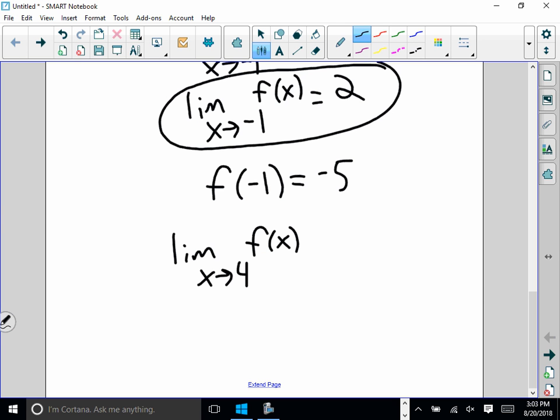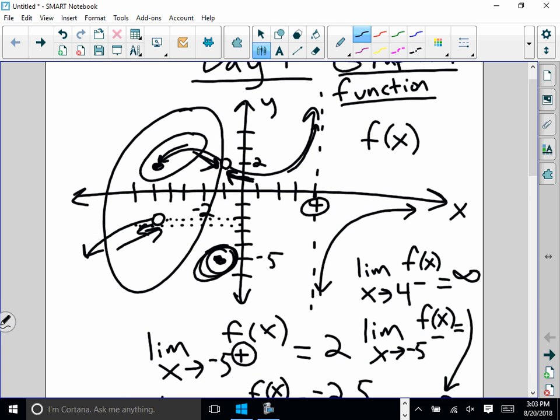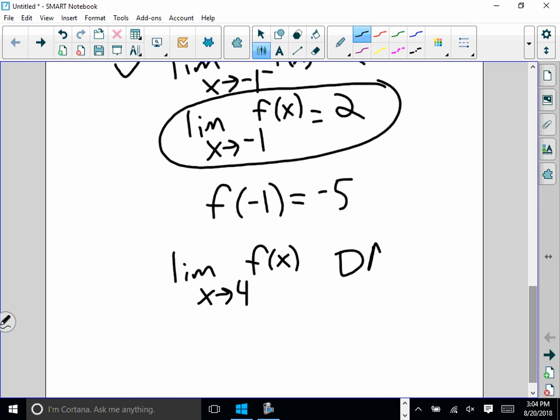So take a look back at x equals 4. We already did the left-hand limit, and we got infinity. What would our right-hand limit be here at 4? Well, as we approach 4 from the right side, our y value is approaching -infinity. Since the left-hand limit is infinity and the right-hand limit is -infinity, we say that this limit does not exist. DNE is code for does not exist. Okay?